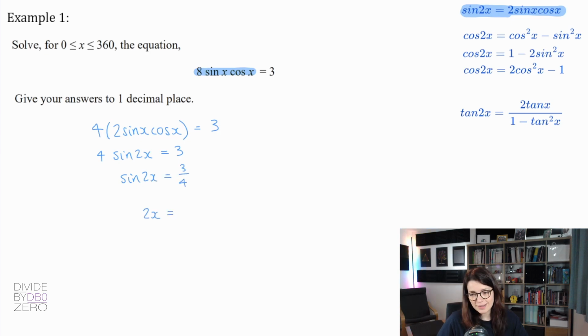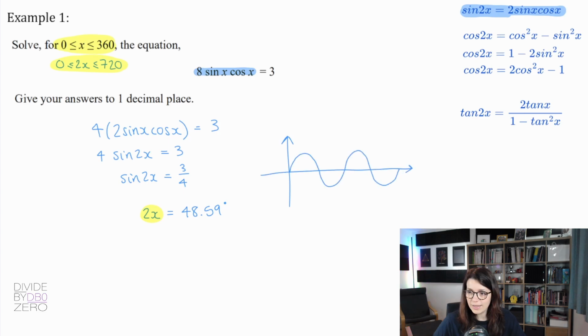Now the initial value that comes out of the calculator when you do that, inverse sine 3/4, is 48.59, but we need to find the rest. Be careful here because we've got 2x. We do need to change the range of x values up here. 2x will be between 0 and 720. So when you are drawing your sketch or doing your cast diagram, whichever way you prefer, you need to make sure that you look all the way to 720.